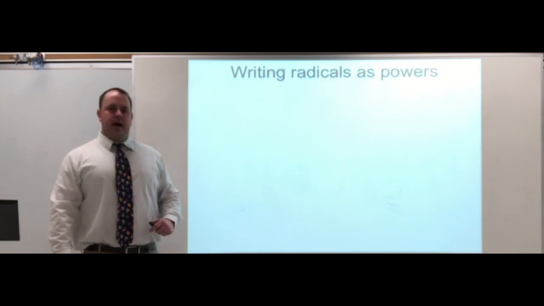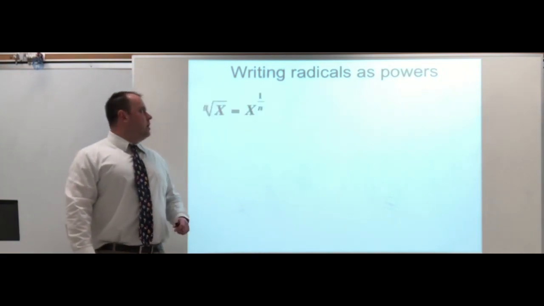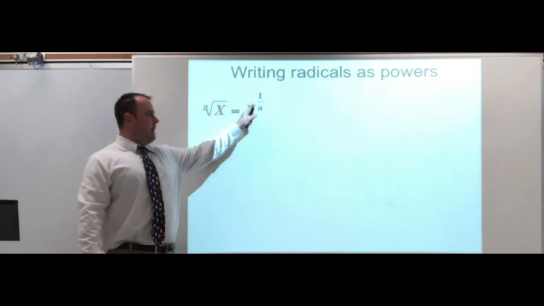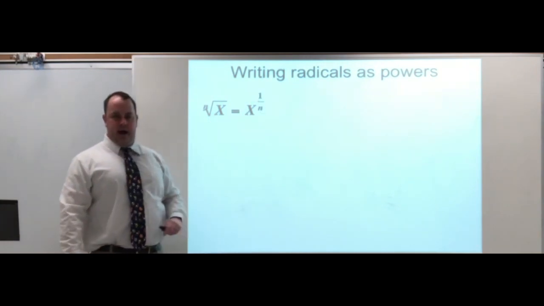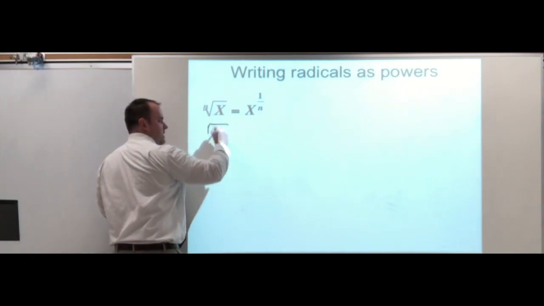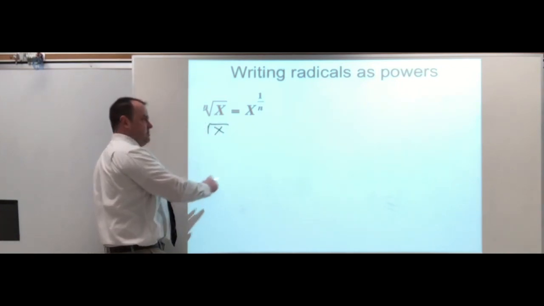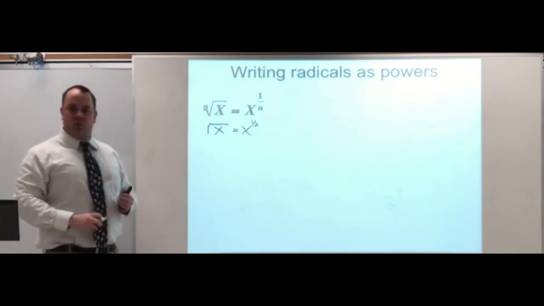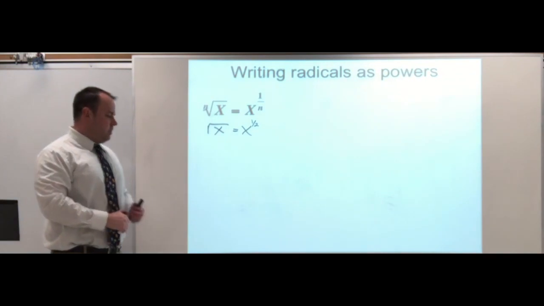Now, writing radicals as powers. When you have the nth root of x, that can be written as x to the 1/n power. Just think of the square root that we just had, the square root of x. The index is 2, and I said the 1/2 power is the square root. So that's what you'd be looking for.